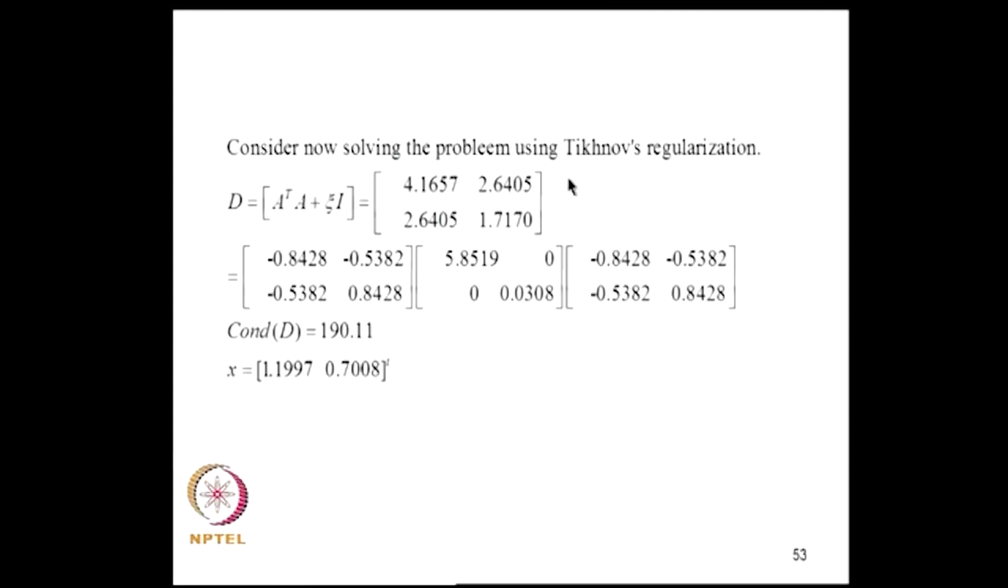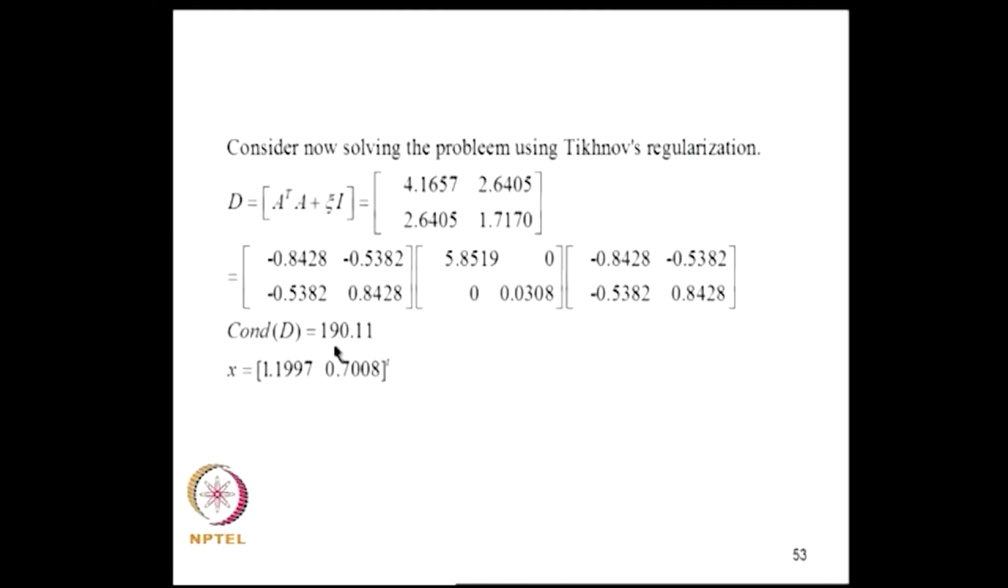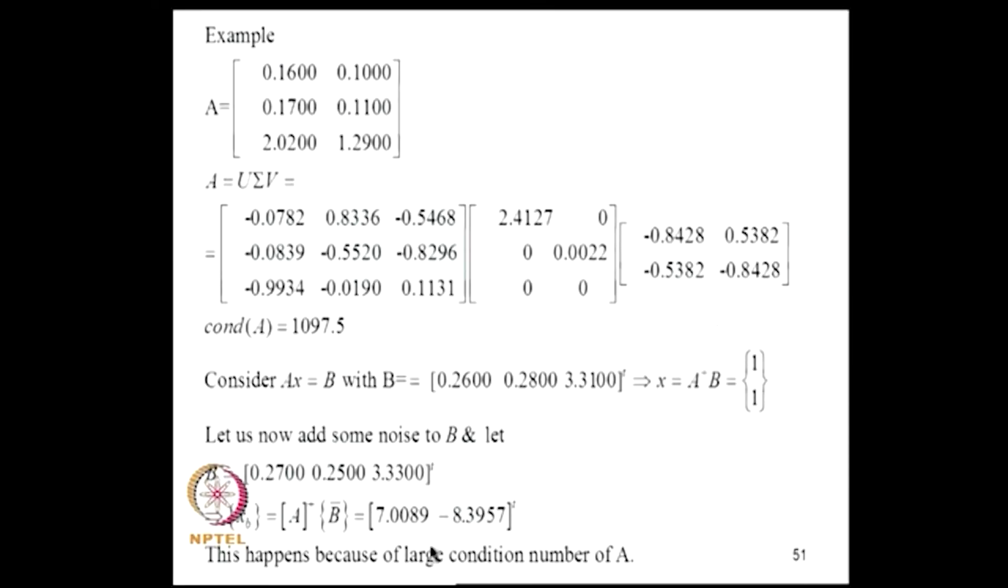If I use that now, I get the D matrix, A transpose A plus xi I, as this, and if I do a singular value decomposition, I see that the condition number is now 190. It has dropped from nearly 1097 to 190. The solution I get is 1.19 and 0.70. So this is a lot more acceptable than 7 and minus 8.